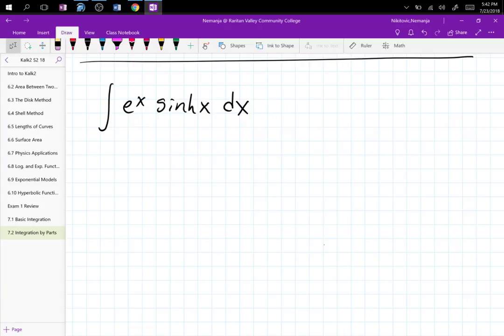We have the integral of e to the x times sine hyperbolic x, and sine hyperbolic can be written as e to the x minus e to the minus x over 2. So I did this wrong. dx. And there's no need for integration by parts here.